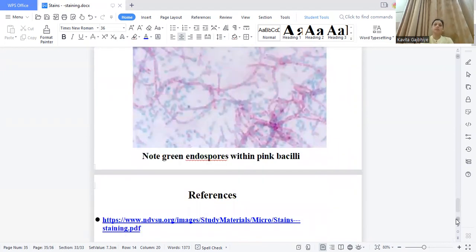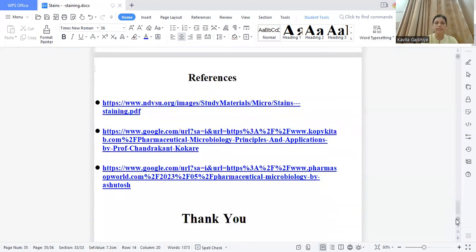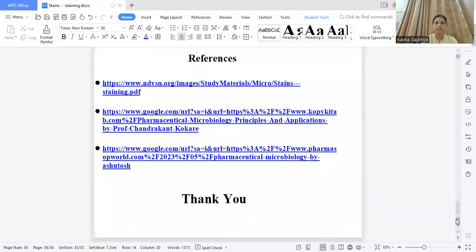So all these are the different staining techniques that we have discussed. All these are the reference for the staining process.